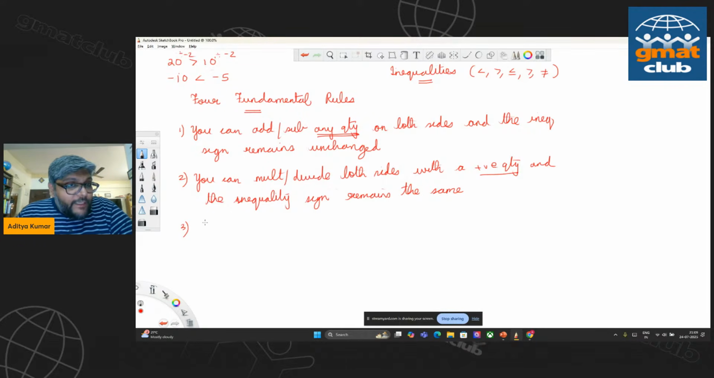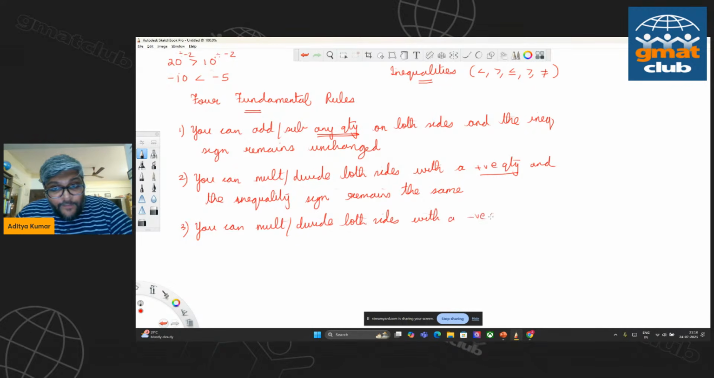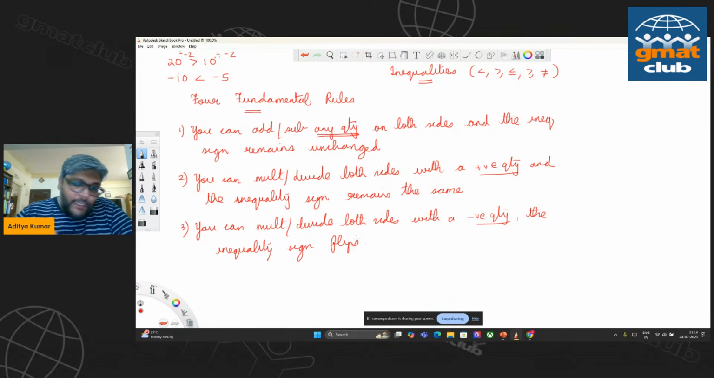So the third of the four fundamental rules states you can multiply or divide both sides with a negative quantity. But if you do that, the inequality sign flips. Now, most of y'all would know these three fundamental rules. These govern the entire set of things that we're going to discuss beyond the four fundamental rules as well. So ensure that you know these fundamental properties, please.